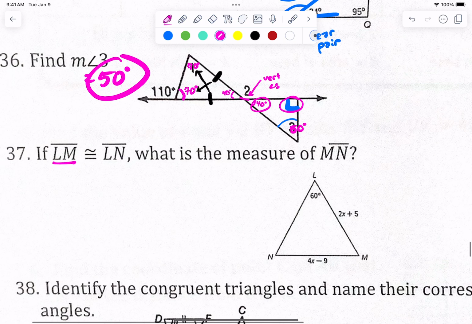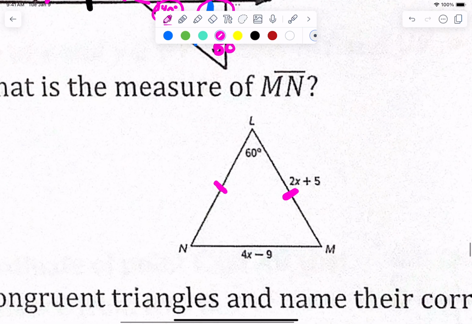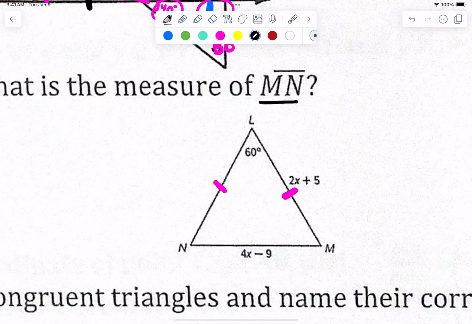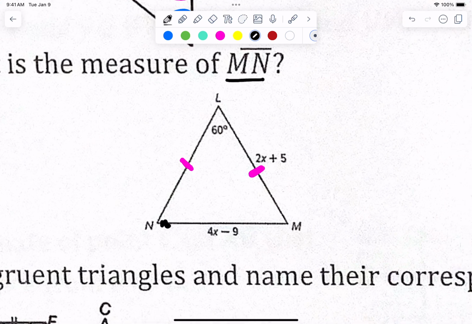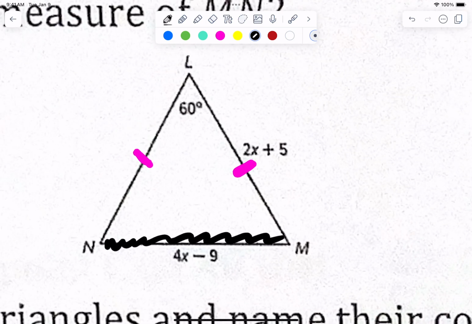The only thing we know is LM. LM is the right side. It is the same as LN, which is the left side. They want us to find the measure of MN. Which one is MN? The bottom side. They want us to find the measure of the bottom side, which we don't know anything about. So what are we going to do here? We know the left and the right side are the same.